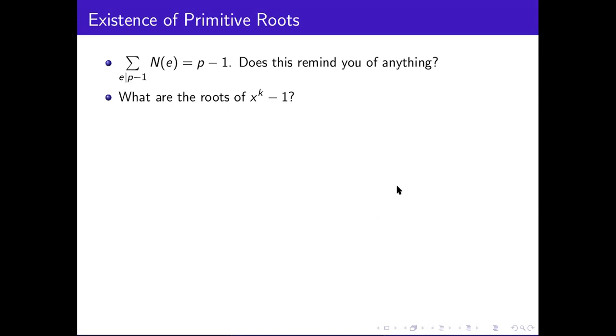So can anybody tell me what the roots of x to the k minus 1 are? In particular, which a satisfy a to the k is equivalent to 1 mod p? Of course, k divides p minus 1. No, this is modulo p, so they're not roots of unity.